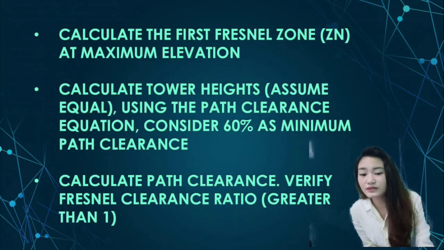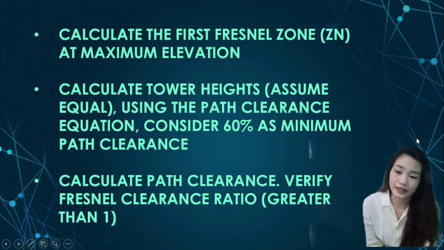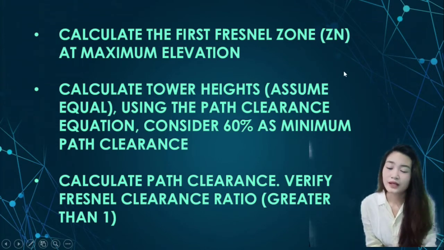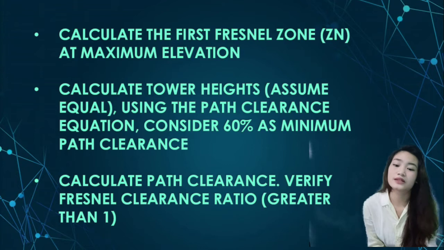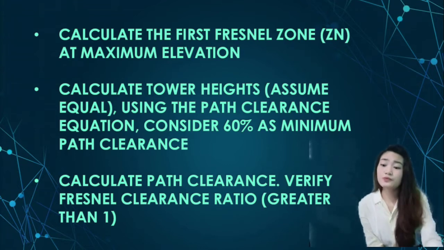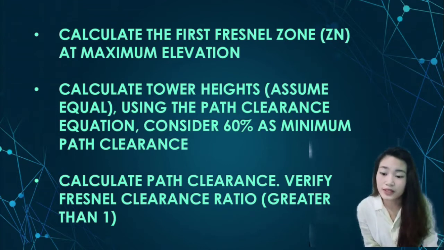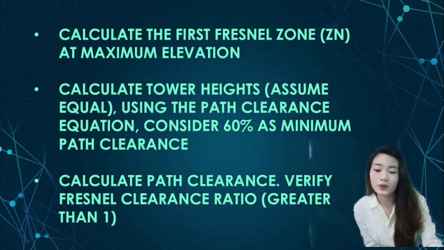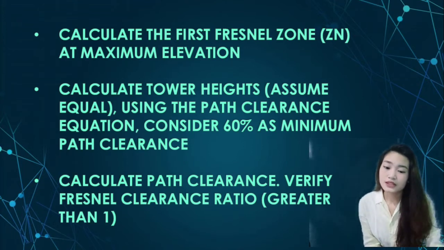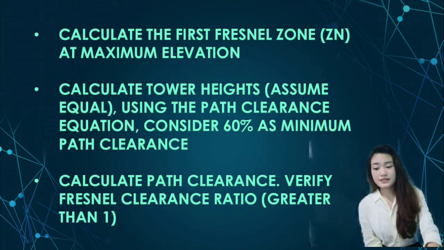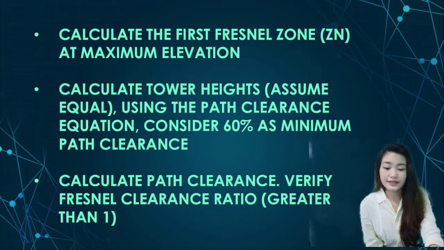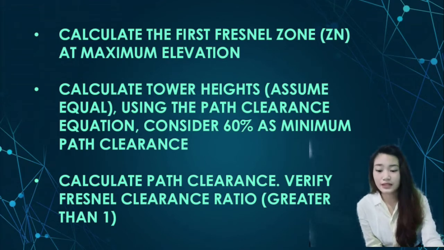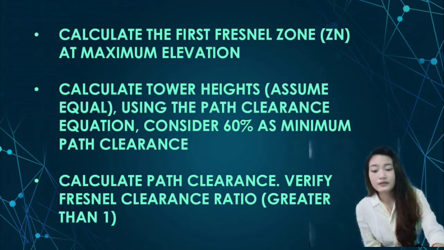The third, fourth, and fifth steps in making a path profile are: calculate the first Fresnel zone or the CN at maximum elevation. The second one is calculate the tower heights. Assume that they are both equal. Using the path clearance equation, consider 60% as minimum path clearance. The last one is calculate the path clearance, verify Fresnel clearance ratio. That should be greater than 1.